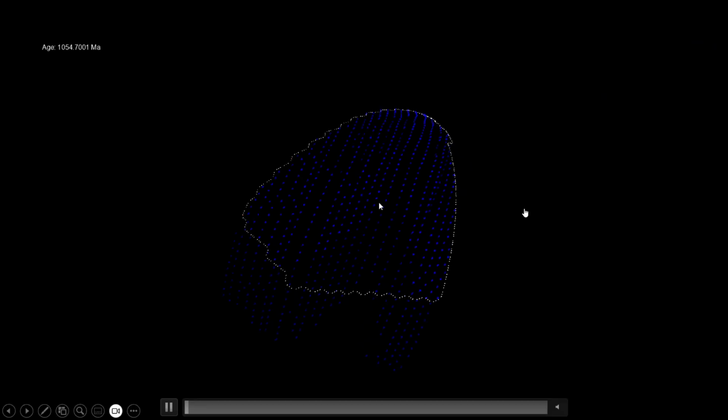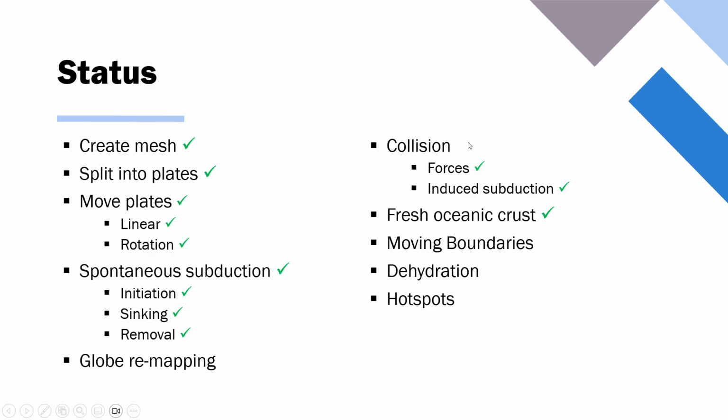And in fact, if we have a quick look at the status slides, as you see, induced subduction here is now ticked off. And in fact, all that's left now for our oceanic crust simulation is moving boundaries. That's quite a complex thing. That's going to take me a while to do. That's the next big thing. Dehydration and hotspots, they should be fairly trivial. And then the global remapping, again, not worried about that. That's a computer science thing, not a geology thing.